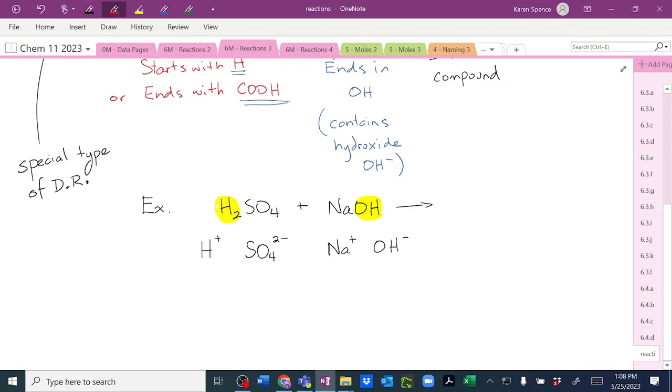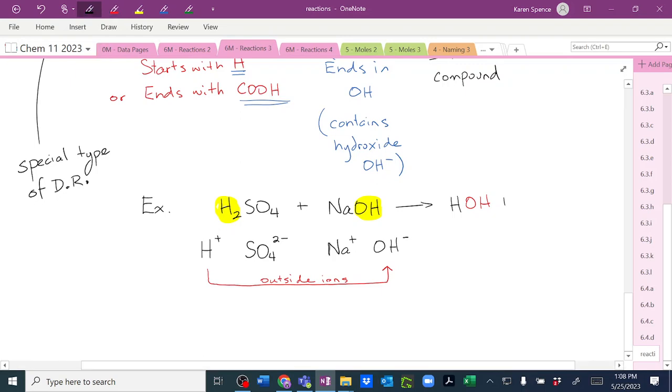So we are going to combine our outside ions going forward. So the H comes first and the OH goes second. So these are our outside ions. And I'm going to do something a little bit weird. I'm going to write my H and my OH separately. I'm not going to write it as H2O. Bear with me here. There's reason behind my madness. Okay.